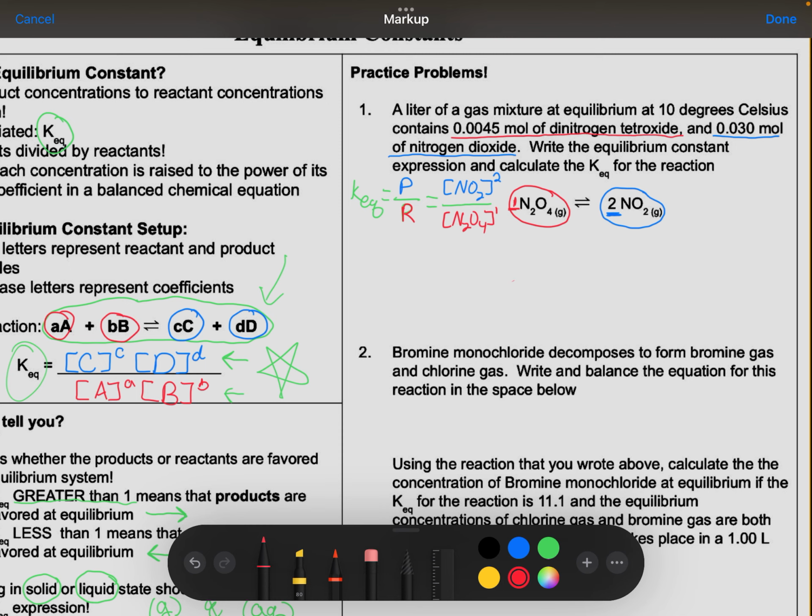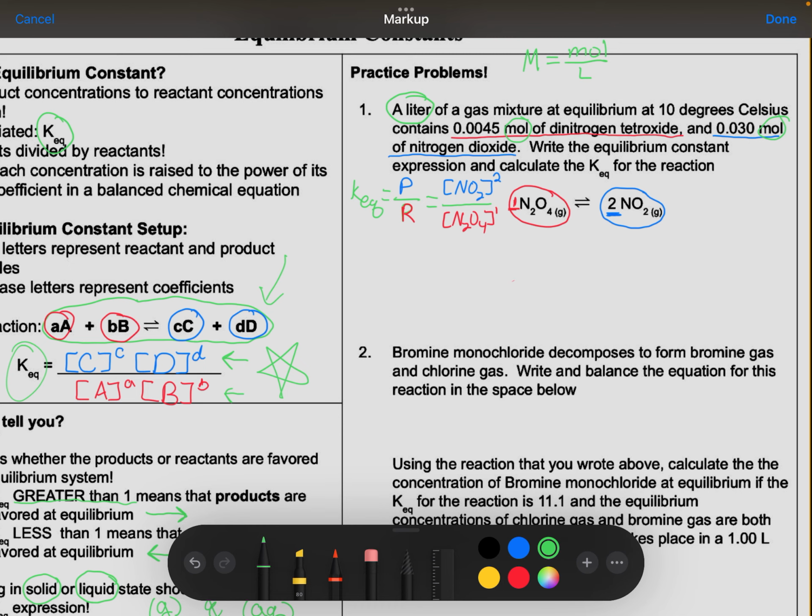But before we plug in those numbers, I want to point out that it says a liter of gas, and it gives us the amount of moles. If we remember from our solutions set of notes, molarity, which is a concentration, is equal to moles divided by liters.